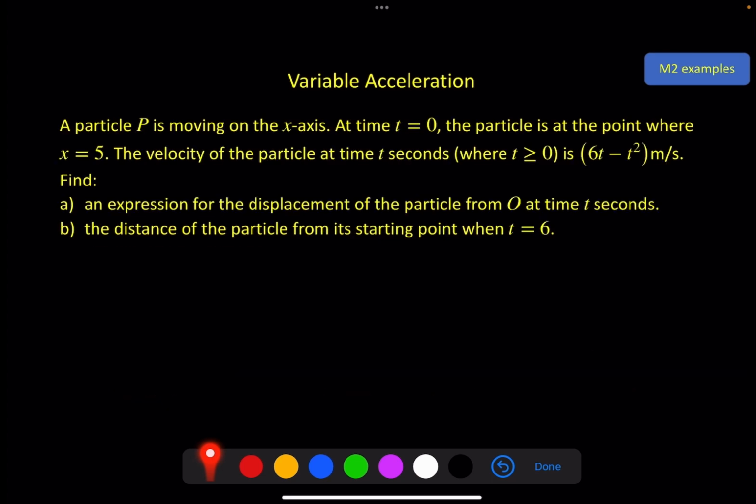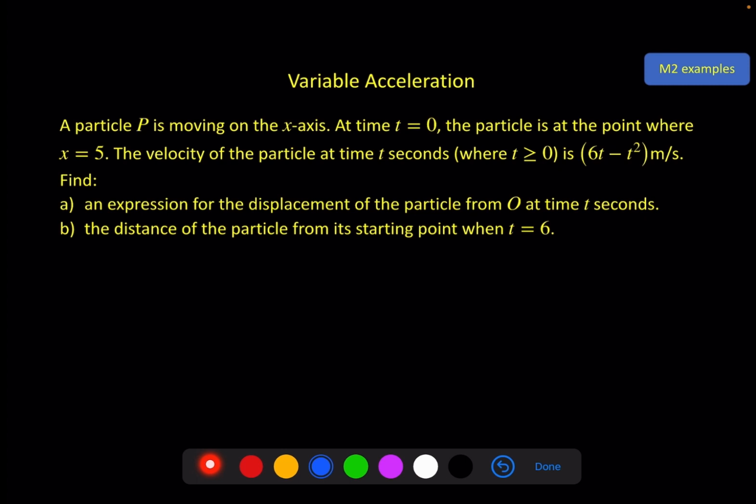A particle P is moving on the x-axis. At time t equals 0, the particle is at the point where x equals 5. I hope you recognize already that that is a boundary condition. The velocity of the particle at time t seconds, where t is greater than or equal to 0, is this, meters per second. So here's our function, v equals this. Find an expression for the displacement of the particle from O at time t seconds.